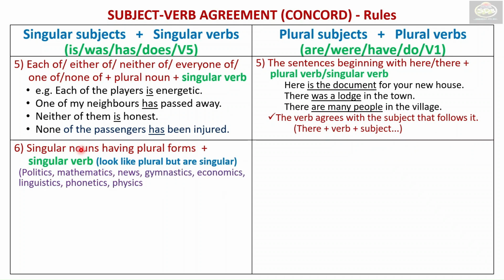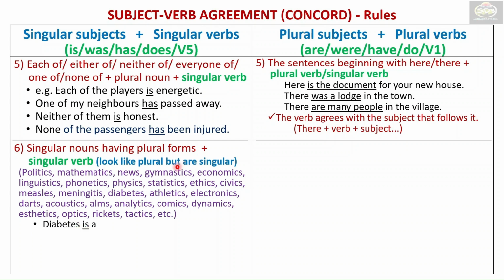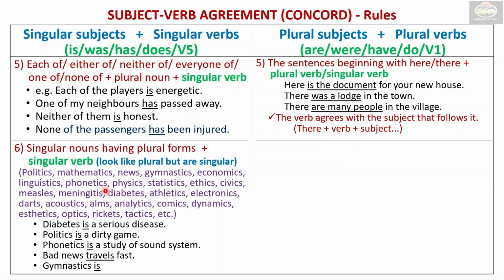Next one, singular nouns having plural forms. Now we are going to observe some words. They look like plural because of the s at the end, but actually they are not plural, they are singular. Politics. There is an s, but that does not have to do anything. Politics is a singular subject.